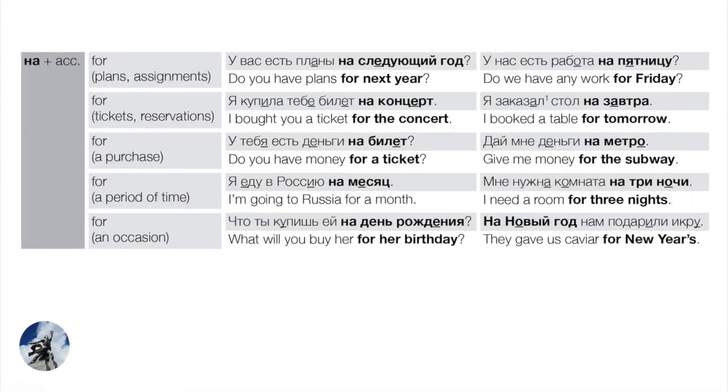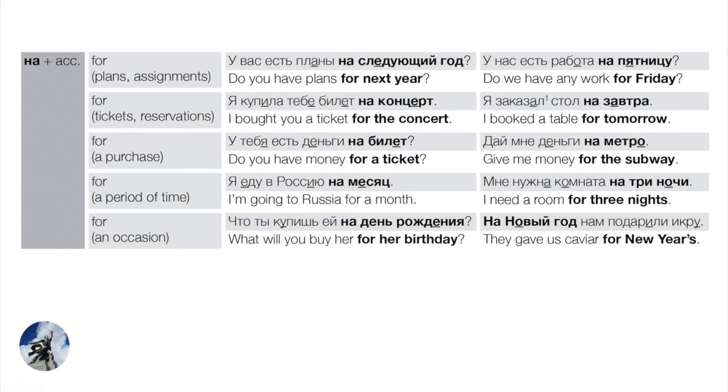Okay, the next item, this is even more confusing, right? Different ways we can use the preposition na plus the accusative. Okay, so this is an extremely useful preposition, and it can be used in a variety of meanings, all of which in English are going to translate as for, or at least can be translated that way. So these are some really useful examples here.